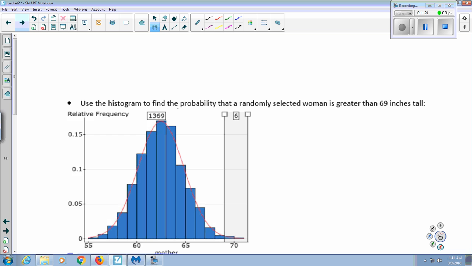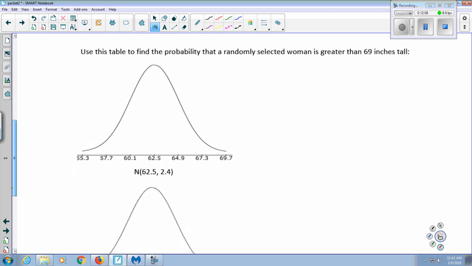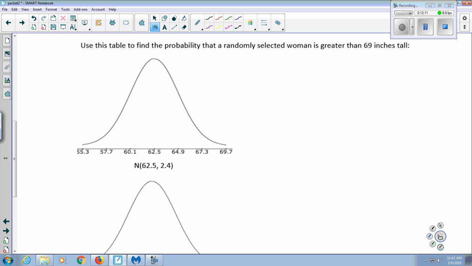So let's use the histogram to find the probability that a randomly selected woman is greater than 69 inches tall. So greater than, we're talking about this area to the right of 69 inches. So again, we can use this count. 6 women fell into that area out of 375. That's 0.0044. And that's about 0.44%.